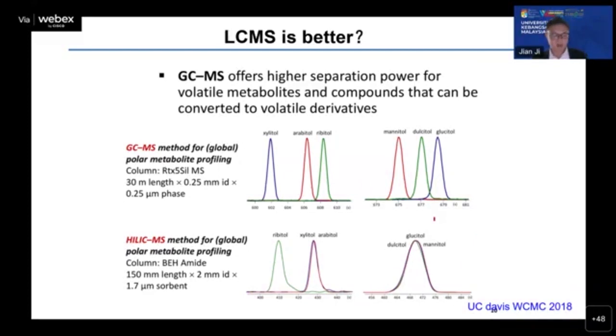But in LC, there are precursor ions. In GC, there are not. Because we use EI ionization, a precursor ion cannot be generated, or the precursor ion intensity is pretty low, so normally we ignore it. But in LCMS, we use it for quantification.